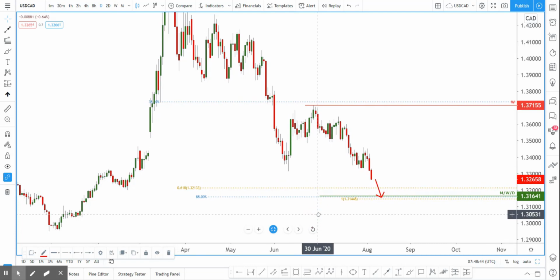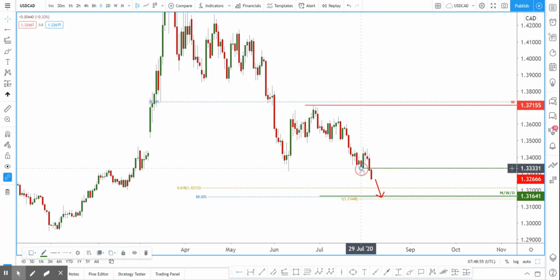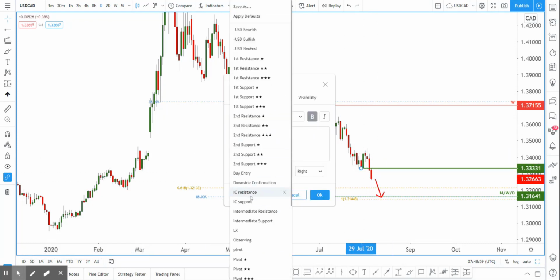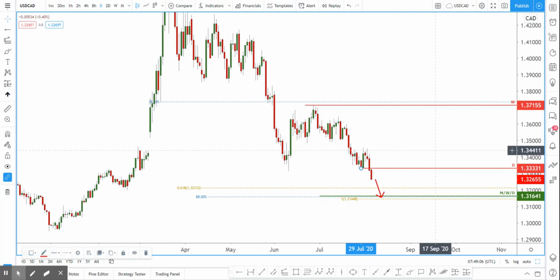Okay, so now that we know price is going to push down to this level, all we need to do is find the best entry. Alright, and offhand, I see a graphical resistance over here. Right, there's a graphical overlap. So I'm just going to put this as a resistance. Okay, so this will be my daily resistance.